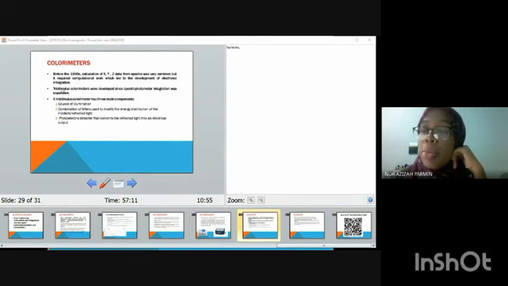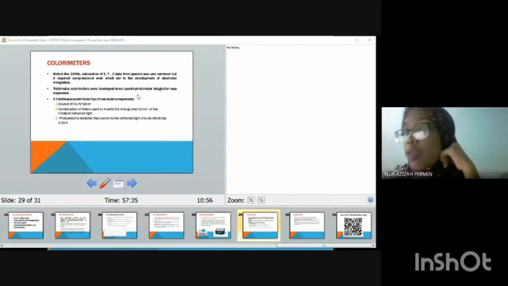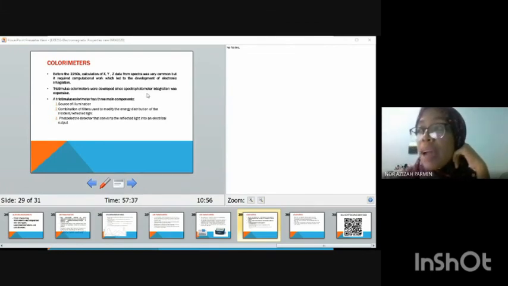This is a kind of engineering combination between the researcher and also the engineer to develop electronic instrument. So trichromatic colorimetry was developed since spectrophotometer integration was expensive. So the colorimeter is less expensive compared to the spectrophotometer, but it is highly developed.